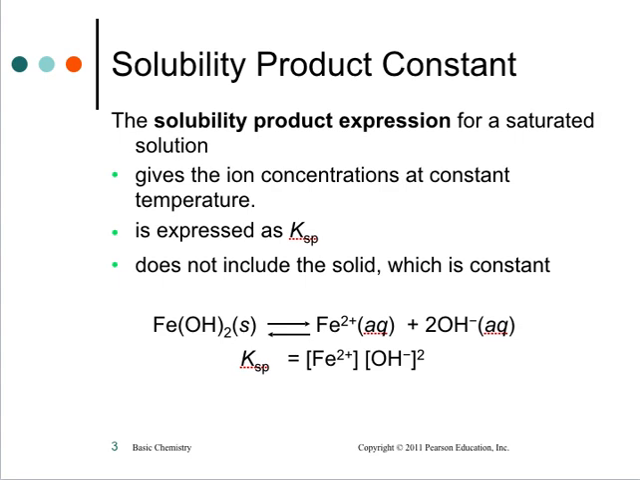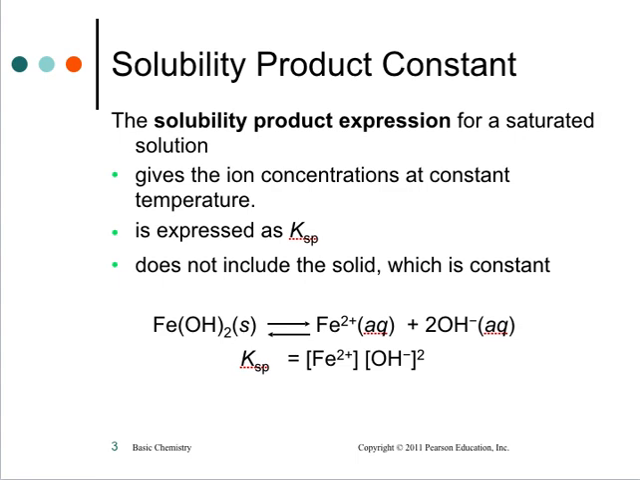Remember, every K value is going to be the concentrations of the products taken to the power of their coefficient divided by whatever the reactants are. Now, the reactant here is a solid, and we're going to ignore that. A pure solid or liquid won't bother us. We're only looking at the aqueous dissolved ions. Okay, so look to the right. These are the products. I've got Fe2+ and 2 OH-.